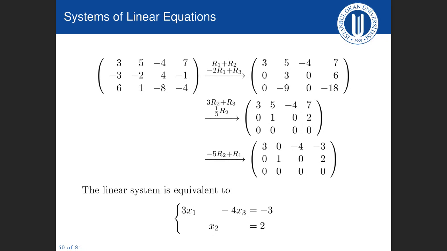The bottom row is now 0, 0, 0, 0. So that's 0x1 plus 0x2 plus 0x3 is equal to 0. That doesn't tell us anything. We can forget about that. Just forget about row 3. What are we left with? We're left with 3, 0, minus 4, minus 3. That means 3x1 minus 4x3 is equal to minus 3. And we're left with 0, 1, 0, 2. That means x2 is equal to 2.